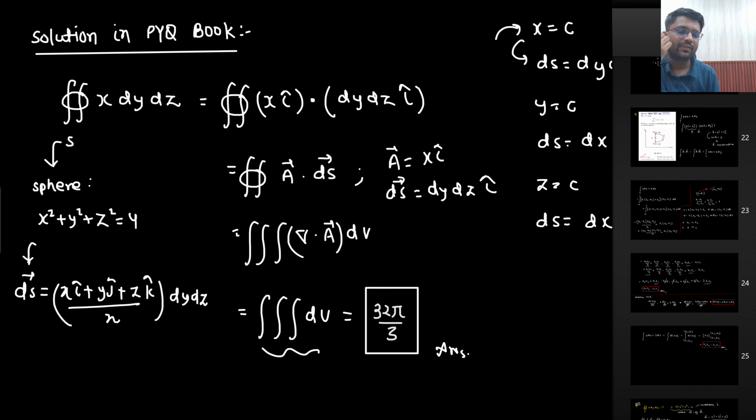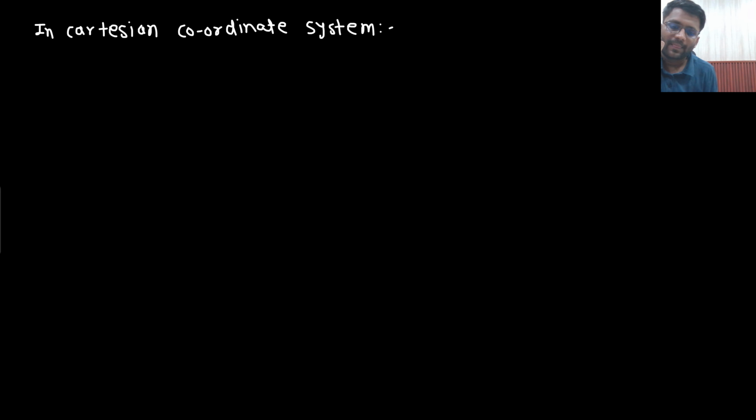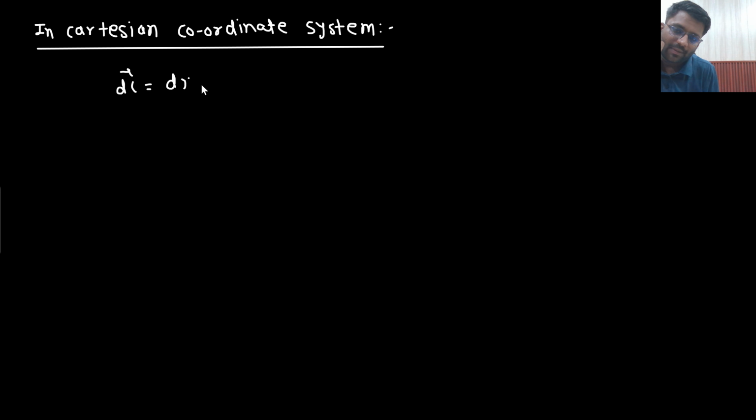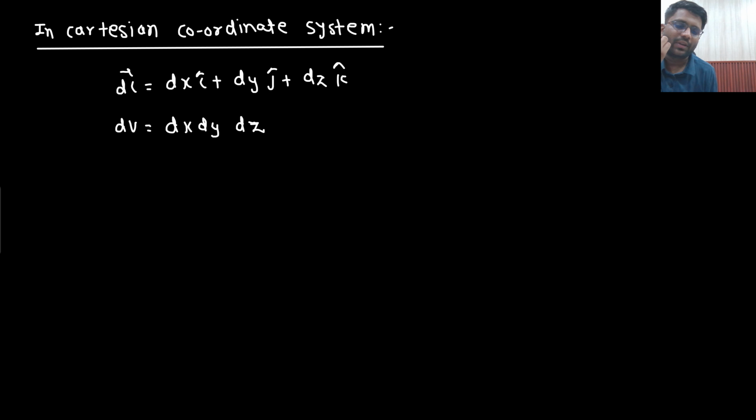Because do you remember one thing, in 3D space, in the Cartesian coordinate system, what was your small length dl? Sir, my small length dl was nothing but dx i cap. I move in the direction of x, I move in the direction of y, I move in the direction of z. And sir, what was the volume? dx dy dz. Now you turn back your pages, okay? Go to the lecture of basics.